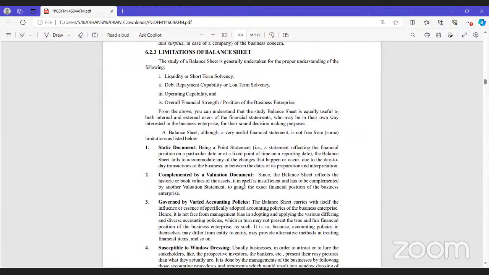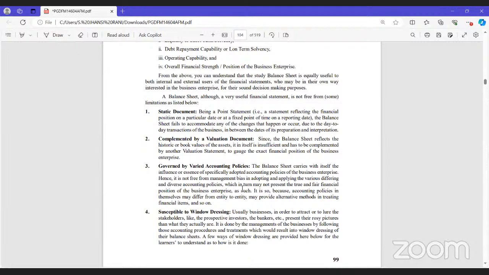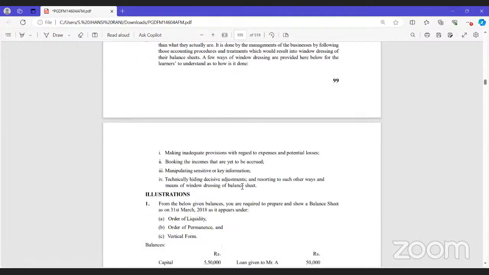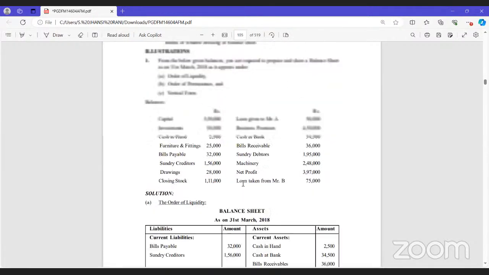Why? Because it's a historic activity that has already taken place and is governed by varied accounting policies, susceptible to window dressing. There is a chance, because showing what is not there, it may show it as if it is there. So if you just look at the balance sheet, they have given one question, you can have a glance over this. From the below given balances, you are required to prepare and show a balance sheet as on 31st March 2018 as it appears under.